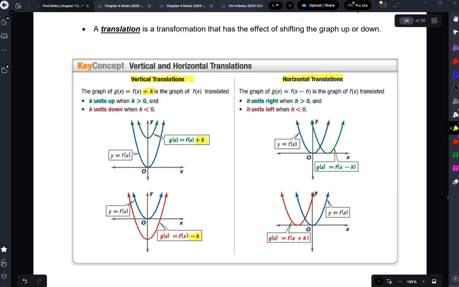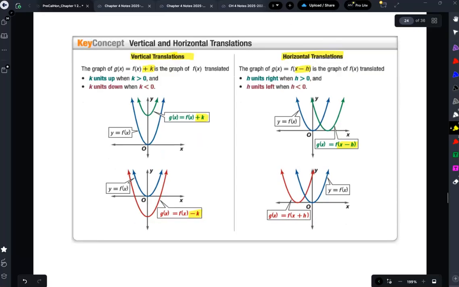You can have horizontal transformations. That's applied to the x. And so it's x minus h. If you have f of x minus h, it moves to the right. It's opposite, right? If you have f of x plus h, it moves to the left. So remember, if you had y equals x plus 2 squared, technically, you take this, just like phase shift, right? Solve it for x.